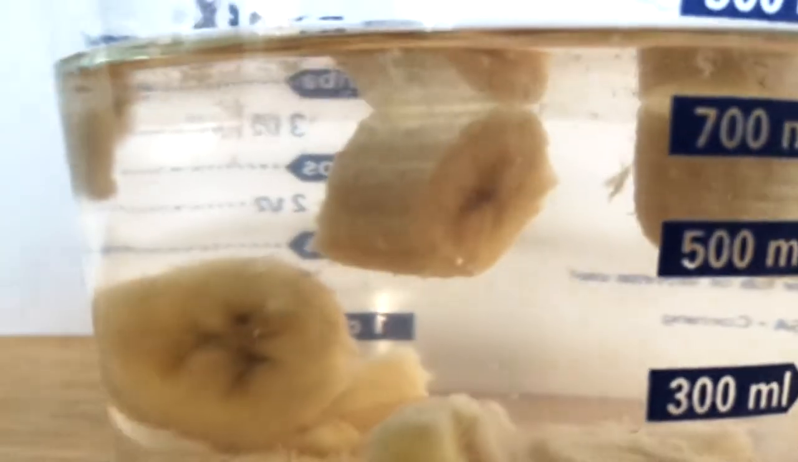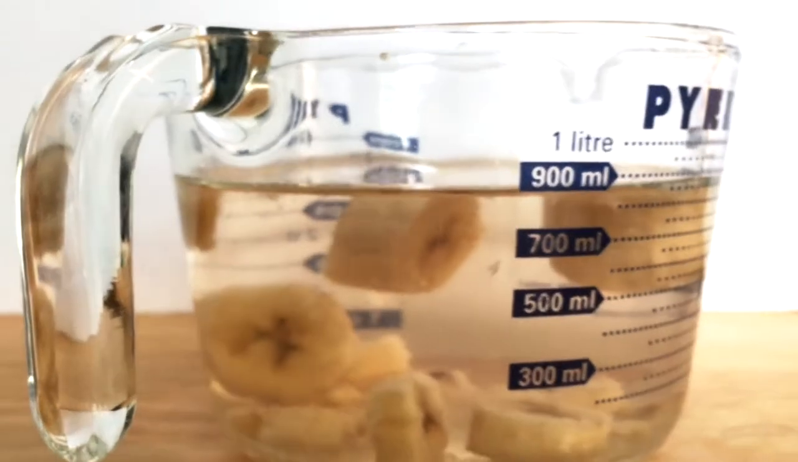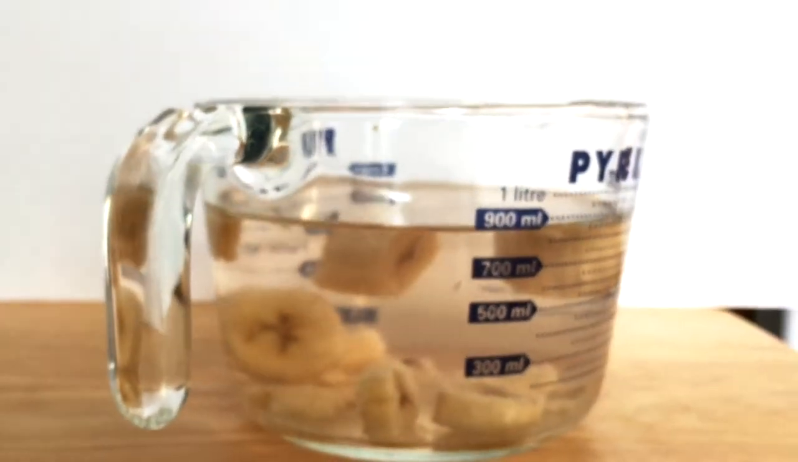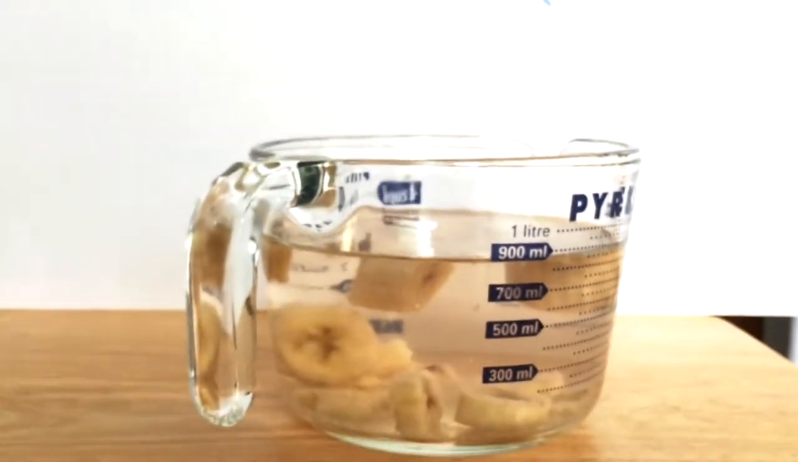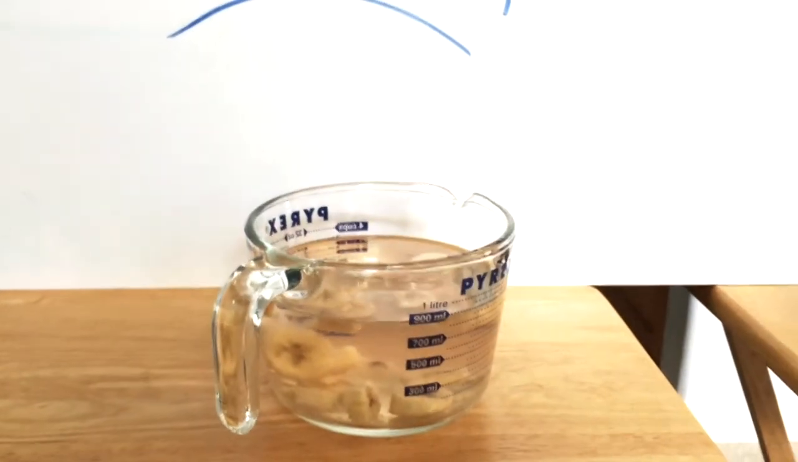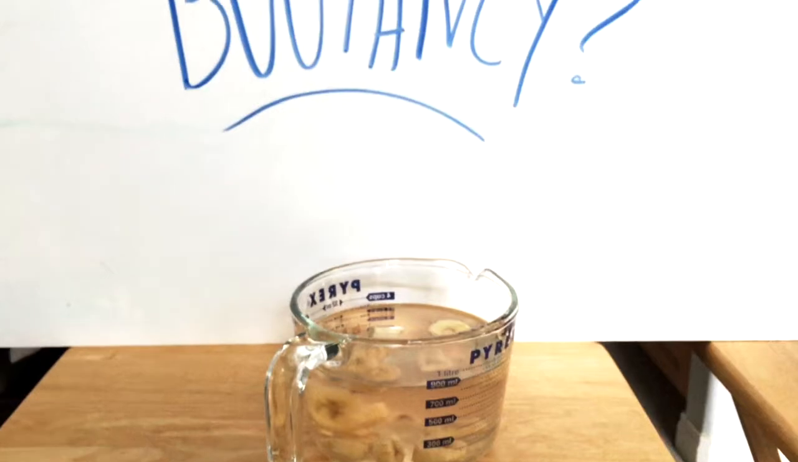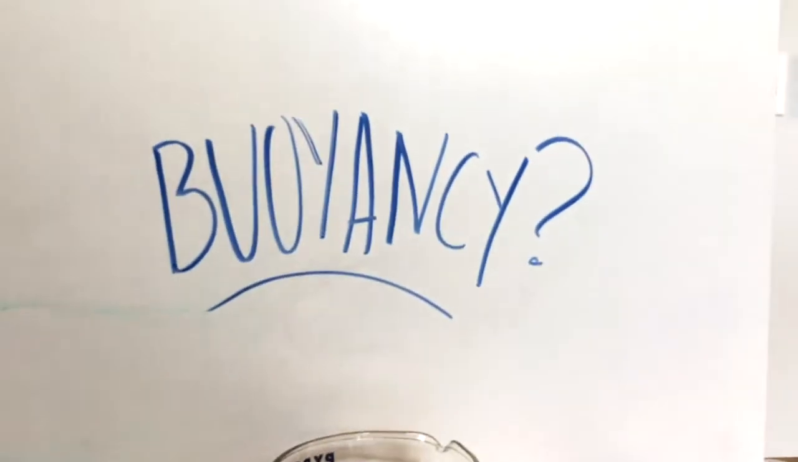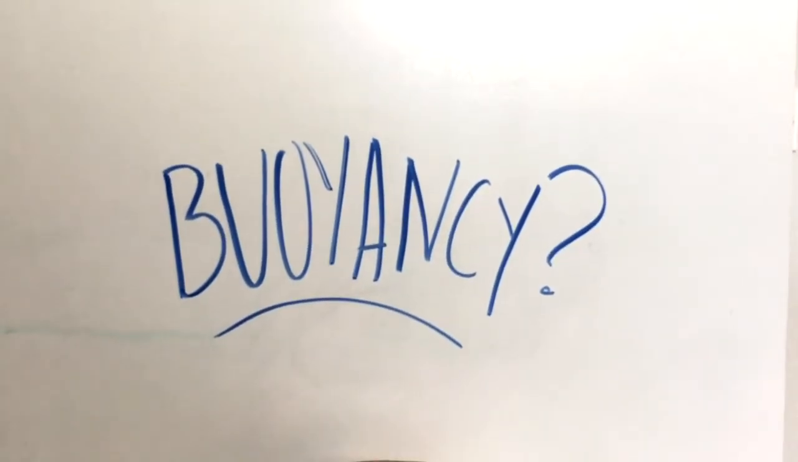Why exactly does this work? It's clearly seen that while one banana chunk is smaller than all the others, it is still floating, while larger ones have sunk. Additionally, at the same time, the largest banana slices are floating, while smaller ones have sunk. Well, we don't exactly know, but we do know it's got something to do with buoyancy.